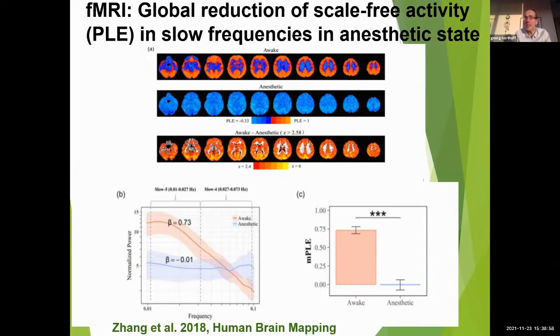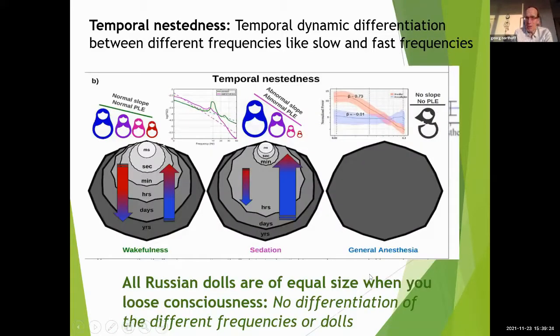Nothing changes. It's always the same, monotony, completely flat, nothing happens. That's your power spectrum in the unconscious / non-conscious state of surgical anesthesia. And here, on the lower right, you can see we calculated the PLE between anesthetic and awake state, of course, a highly significant difference. So why is that important?